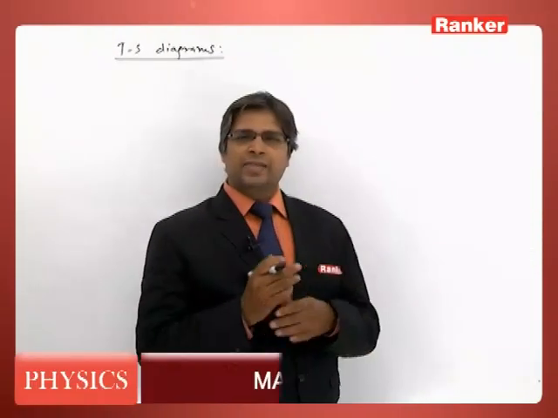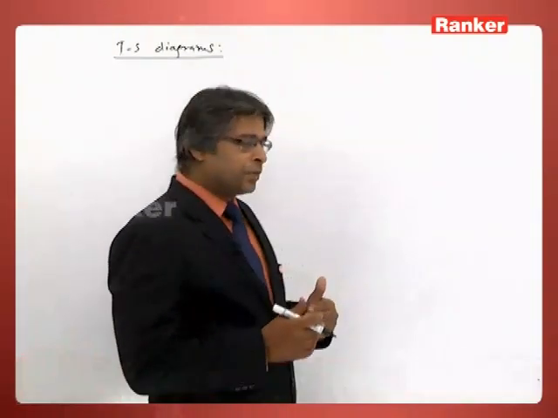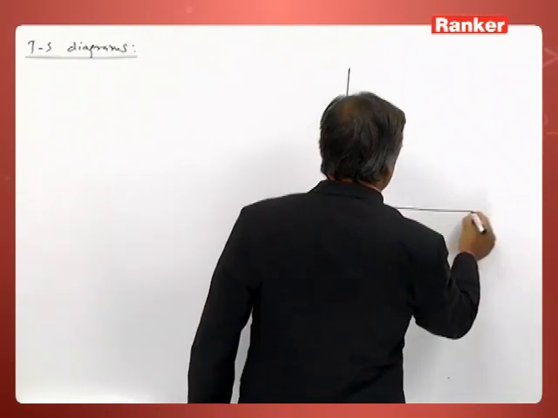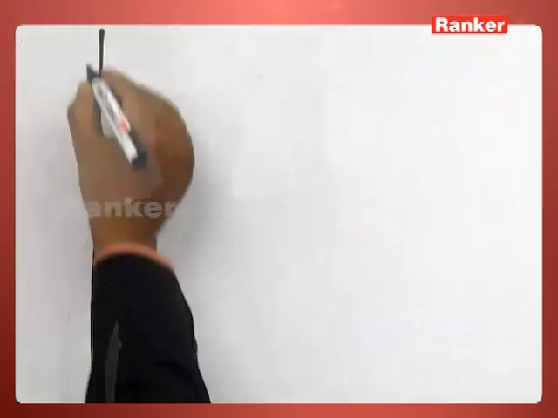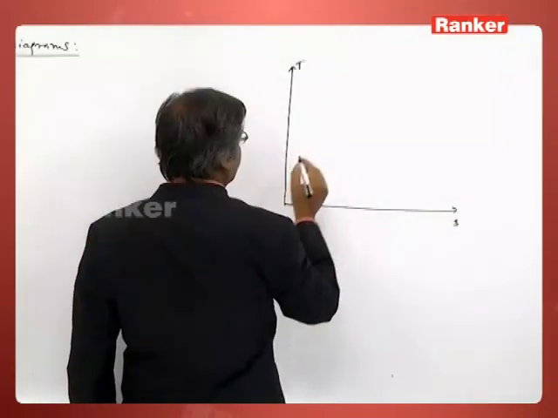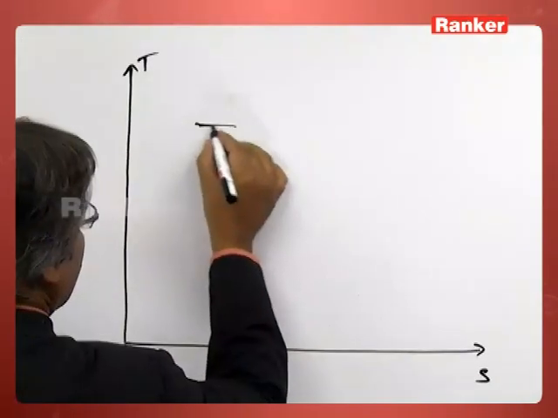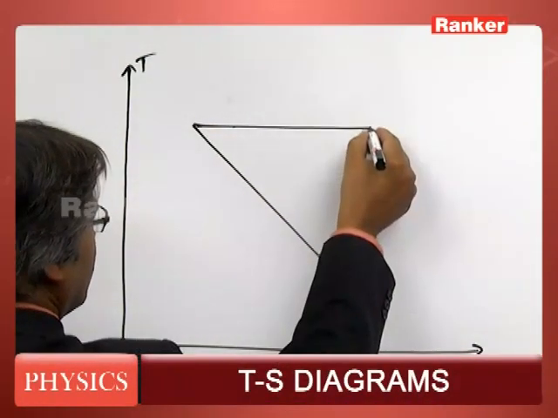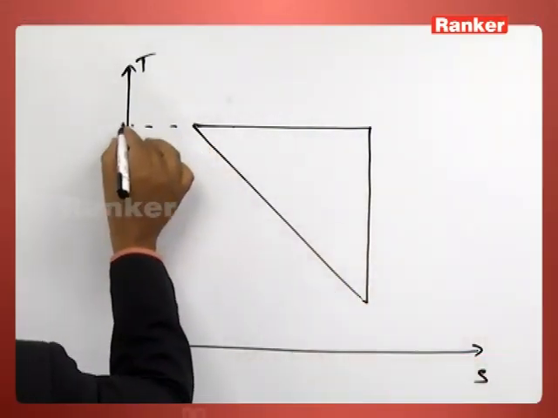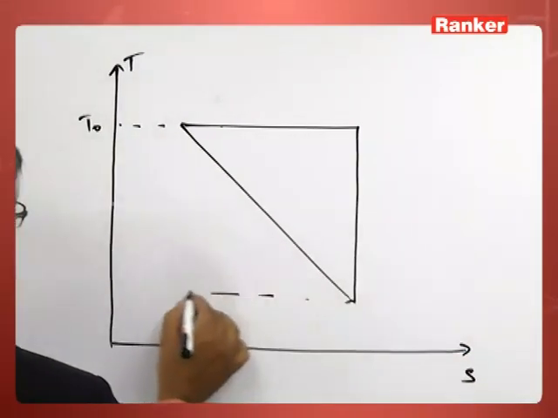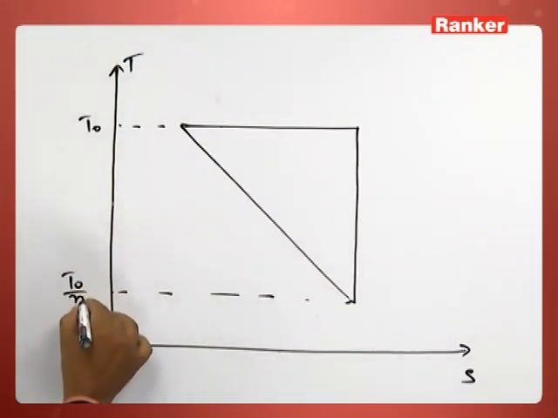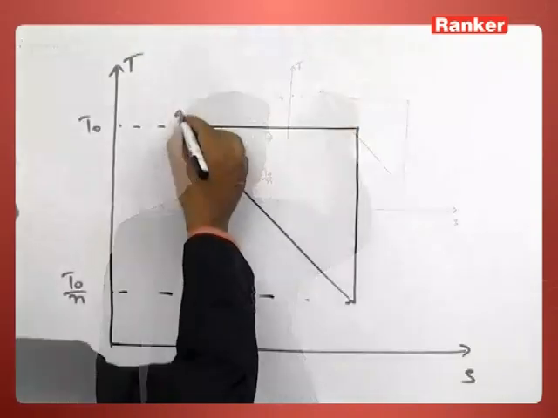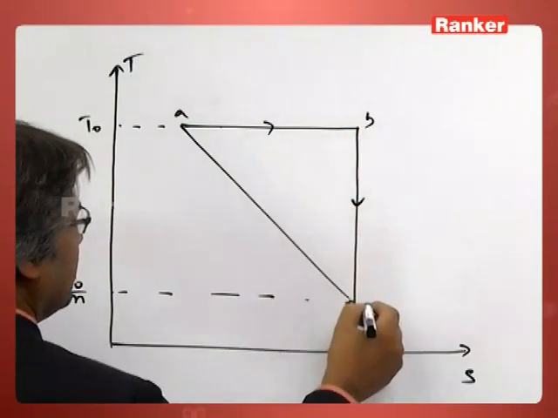Now let us take an example of a TS diagram and see how to study it. Here entropy is plotted, and here I have plotted temperature. So we have a process like this. This is temperature T naught and this is the temperature T naught by N. Now let us see what is the efficiency of this process A, B, C.